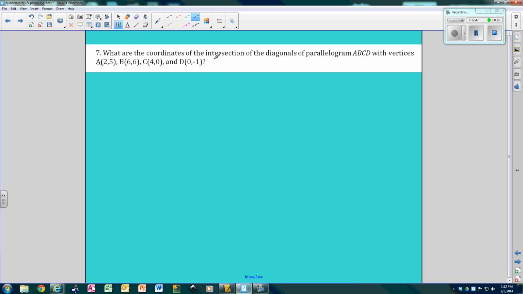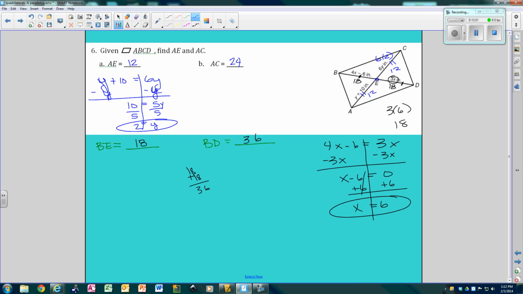All right, on your paper it says 0, 1. It should be -1, so there's a small typo. Okay, so what we're going to do here is we need to find the coordinates of the intersection. Well, think about this. If we go back here, the intersection of these points, wouldn't this point be considered your midpoint because you're equal on both sides?